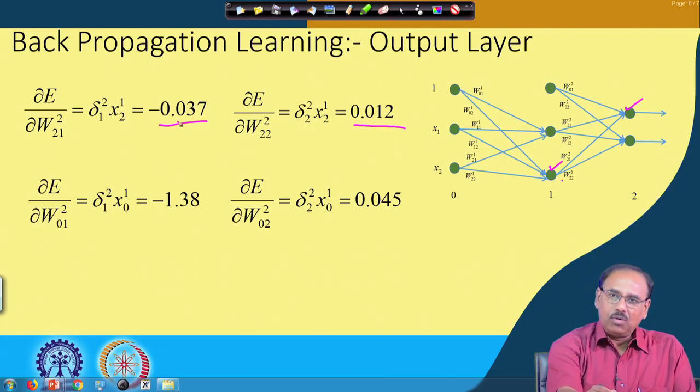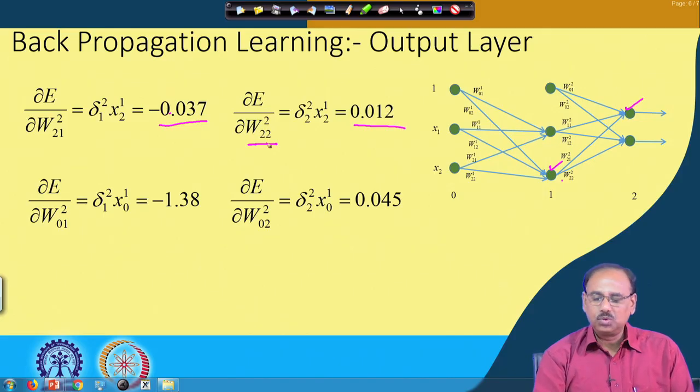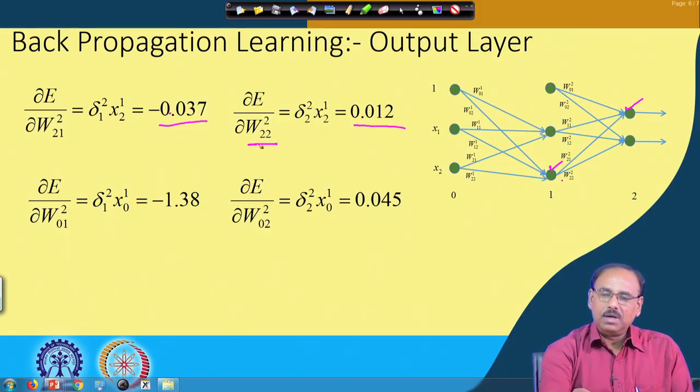So, the gradient for the connection weight to the first node in the output layer is negative, and for the second node of the output layer it is positive. That means, when you go for weight updation, W212 will be incremented by a value which is eta times 0.037. This is the amount which will be added to W212. And similarly, when you update W222, eta times 0.012 will be subtracted from W222.